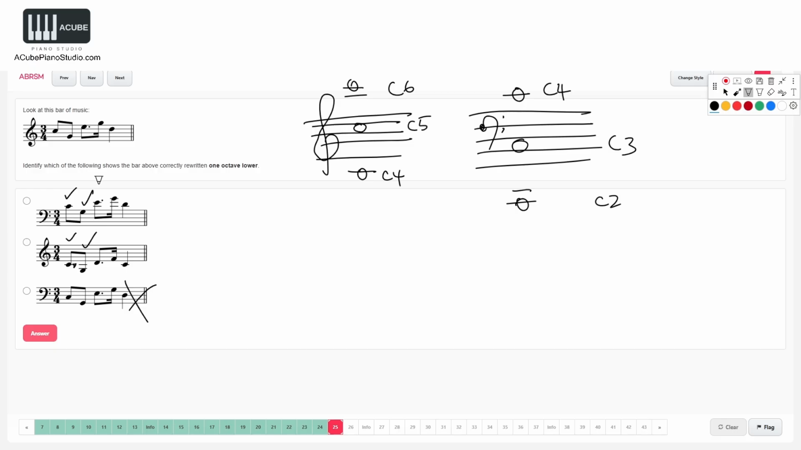Okay, next, this one is C, D, E. So you go up. It's a third compared to this note here. Remember, for a third, you can also just stack it up. If this is here, a third, this one should be here. So this is wrong. So this is out already.